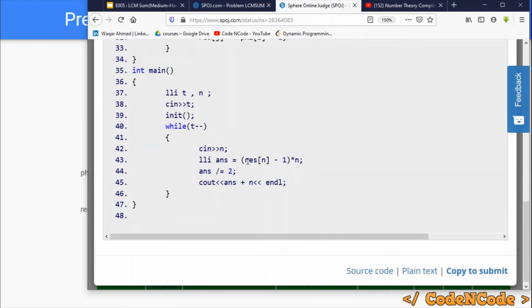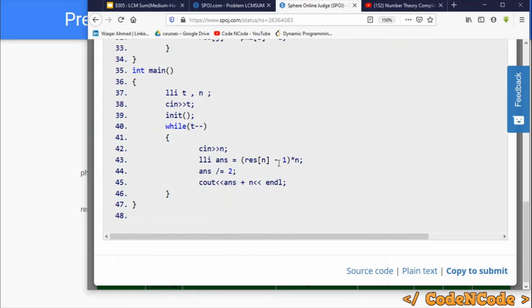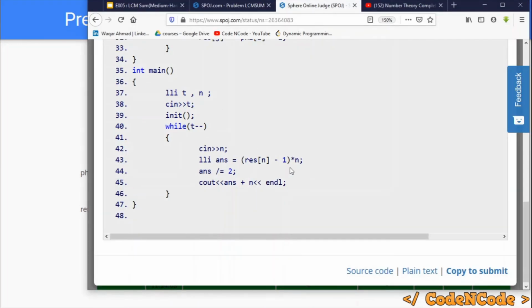After that, how do you calculate the result? Of course, res of n contains the pre-processed part, from which we have to subtract 1, so result of n minus 1, and then times n, then divide by 2 and plus n, then divide by 2 and then plus n, that is your result.